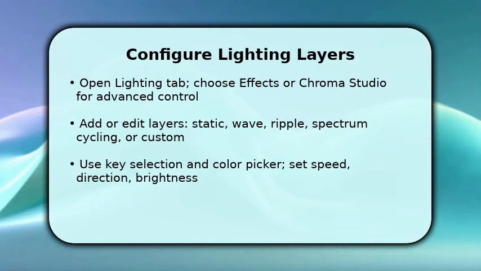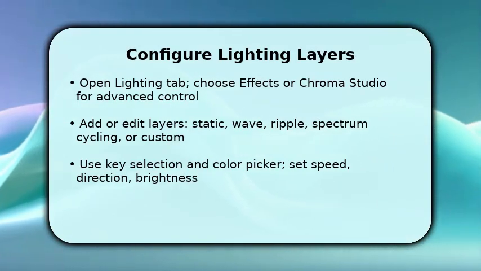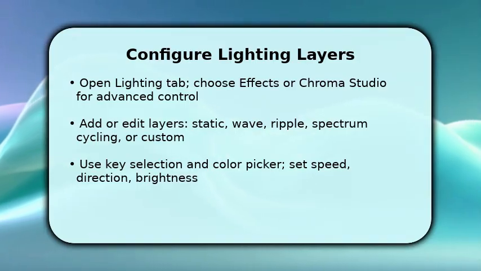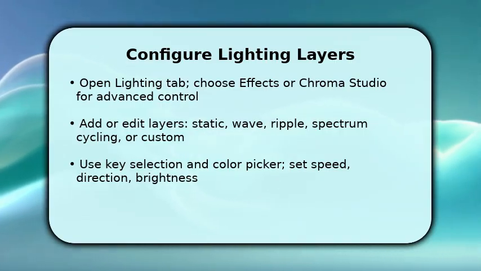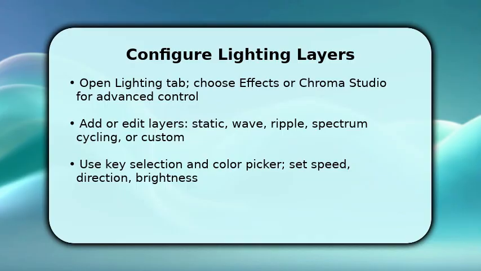Once in the lighting area, open Chroma Studio for layer-based control or use the Simpler Effects tab for quick changes. Create a new layer, select keys or zones, then pick colors with the color picker. Adjust brightness and transition speed to taste.